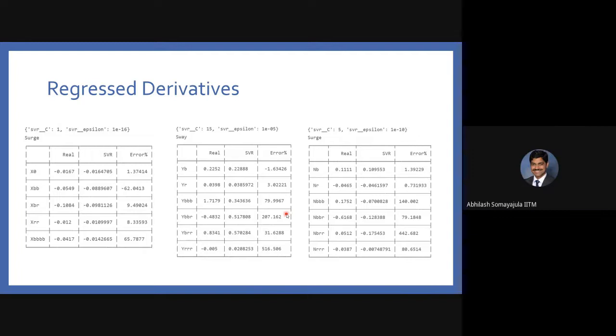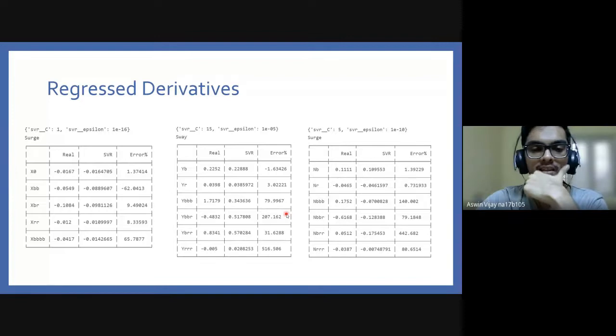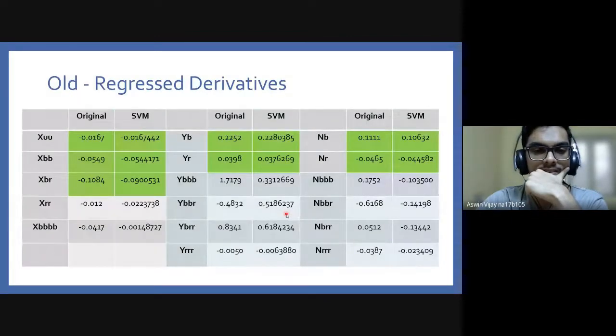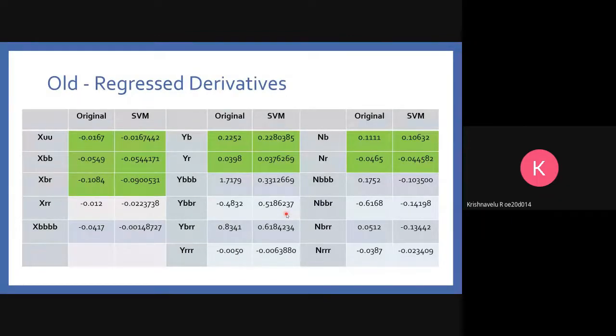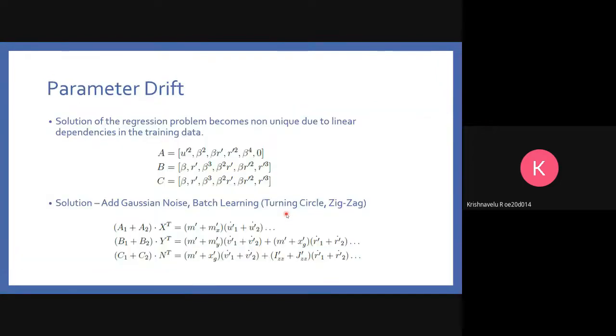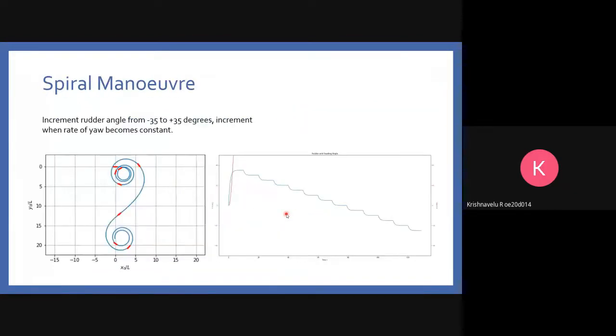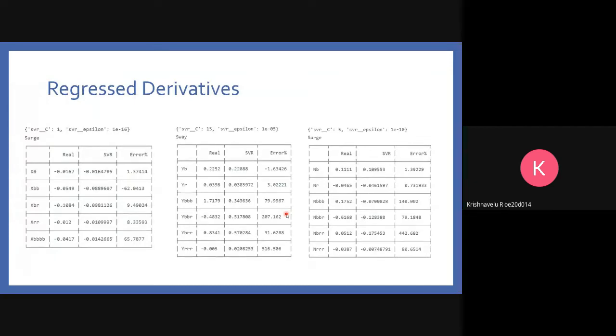Go ahead, Krishnavelu. Yes, Ashwin, can you please show the comparisons of the error reductions before the spiral maneuver and after the spiral? I haven't calculated the error reductions here. Now we can show the slide and you can explain. You can show the before hydrodynamic data, and now the reduction of the error in data, then we can show.